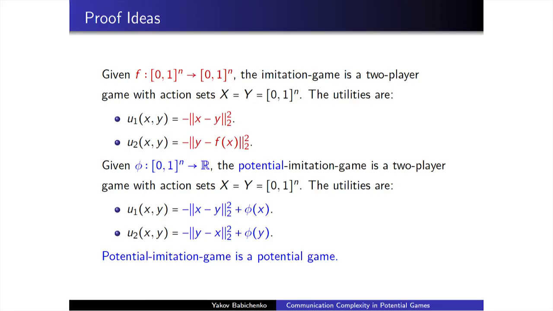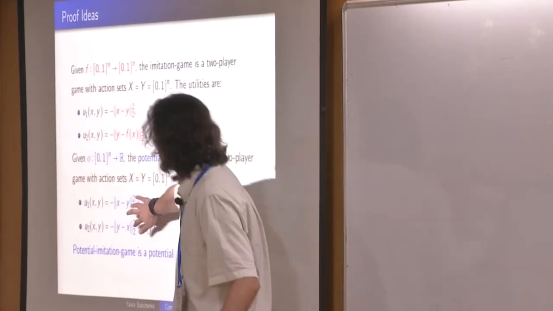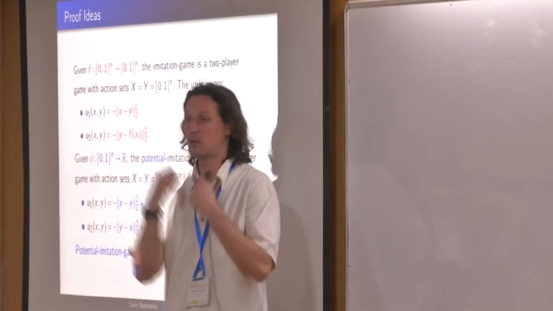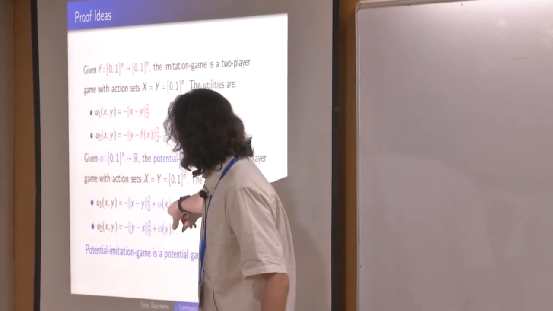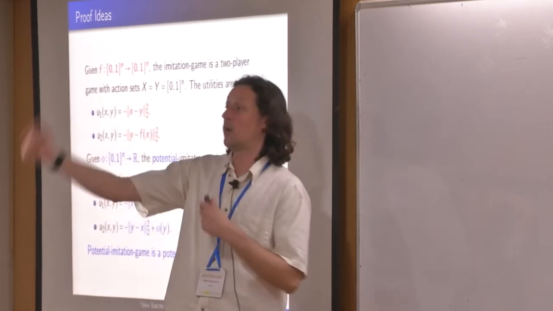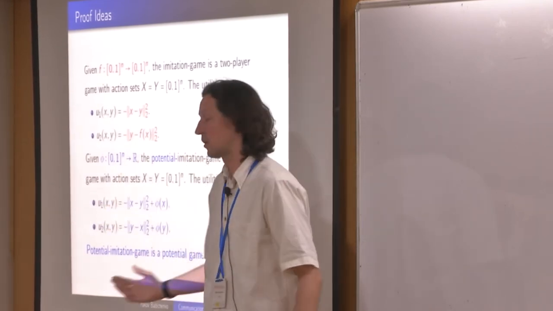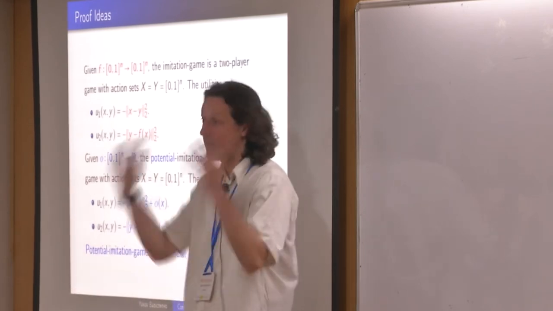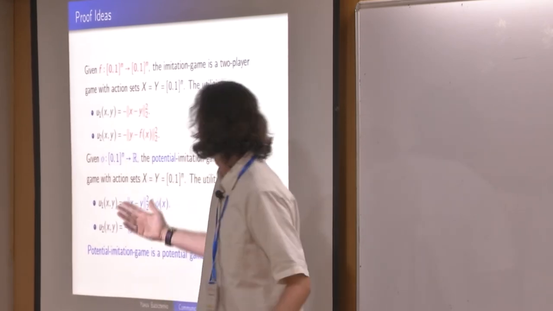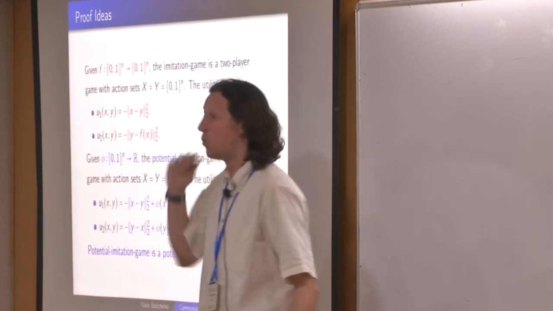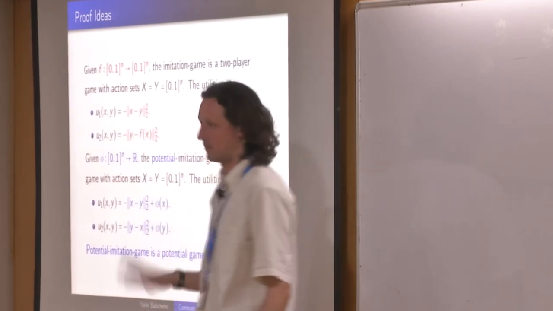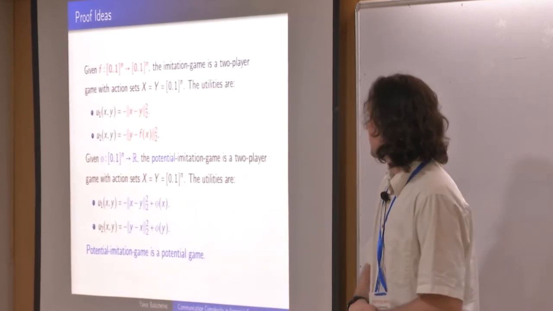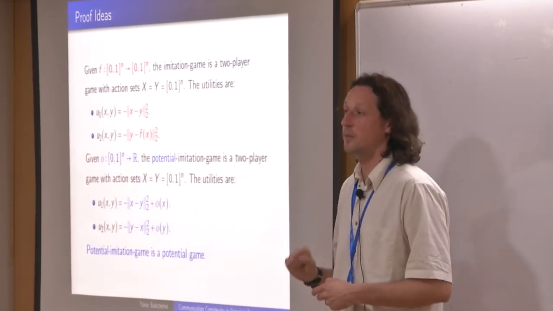So first of all, this is a potential game. How can I see it? Identical interest games, games where our utilities are identical, are potential games. Also, terms that do not depend on the action of the opponent are potential games. And sums of two potential games is a potential game. So essentially, these are potential games whose potential function is this one plus phi of y. Okay? So the good news is that this is a potential game.